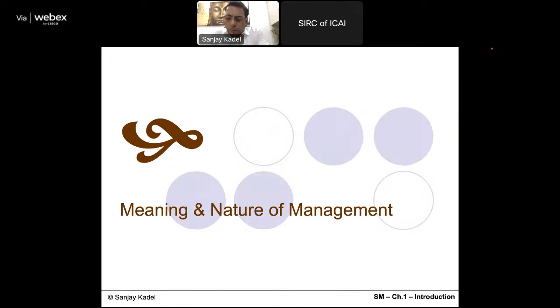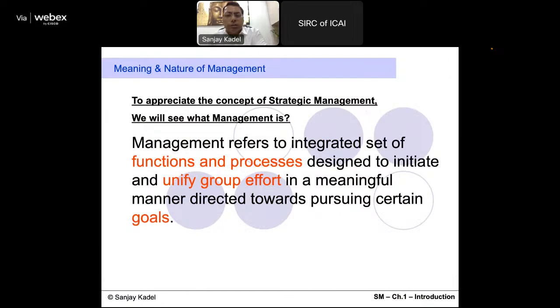So, if you see the definition of this particular word management, it means an integrated set of functions and processes designed to initiate and unify group effort in a meaningful manner directed towards pursuing certain goals.